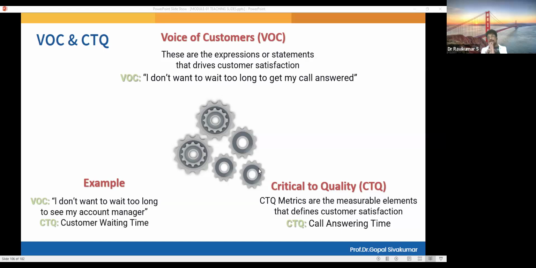So remember, CTQ is an important critical to quality characteristic that will help you to convert the expression into measurable data. Customer irritatingly said, I don't want to wait too much in the call. So the call answering time in your process is more. The call answering time for your executive to answer the particular customer is more. You have to identify the process improvements which you have to do. The problems which exist in the process must be resolved, and you have to reduce the call answering time. That is voice of the customer and CTQ concern.